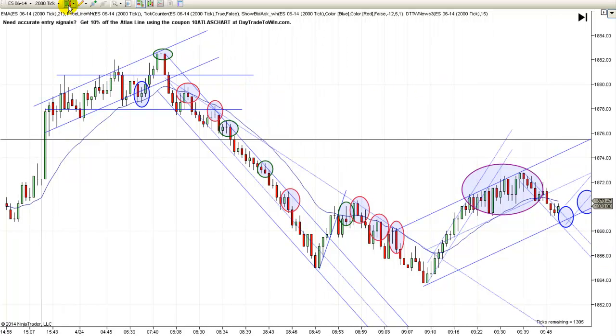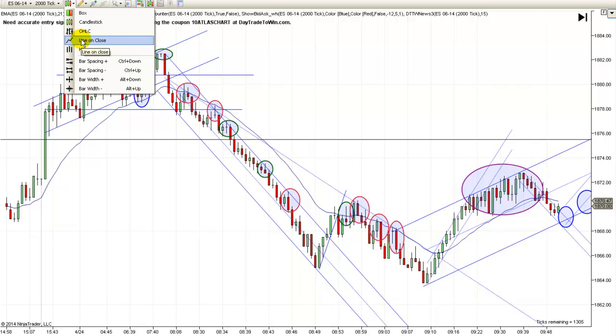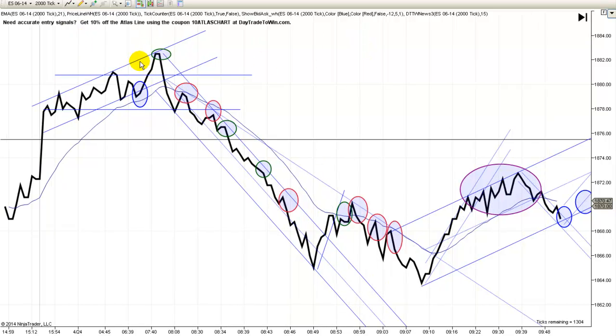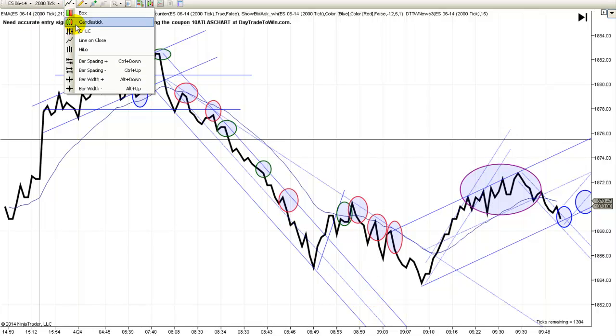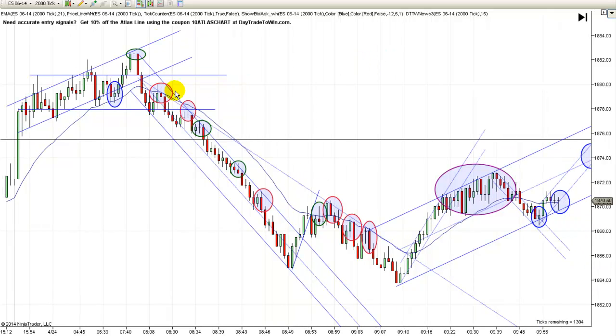Again, that's called the line on close right there. And it just draws a line based on the closes, so you can see the swings a little easier. I wouldn't trade off of that. I'd go back to my candlesticks, but it might help some of you that are struggling to find the first two swings off the highs or the lows.